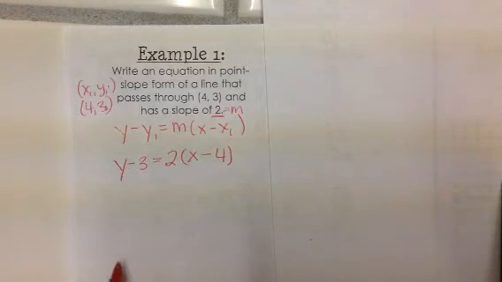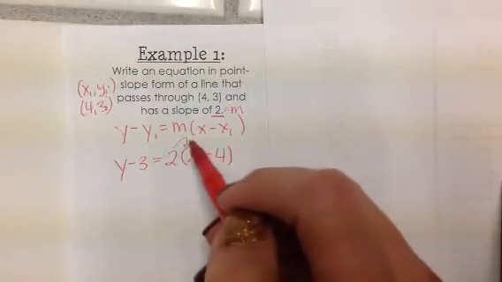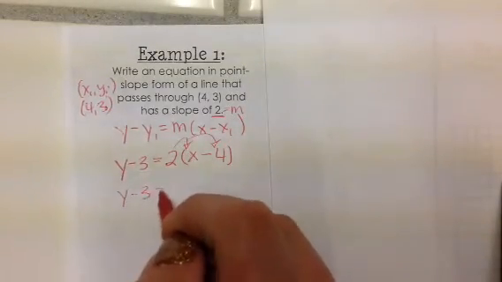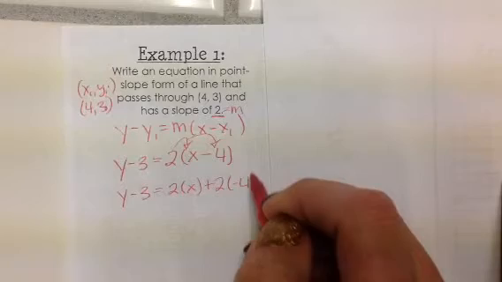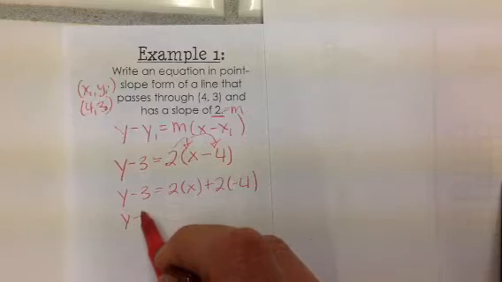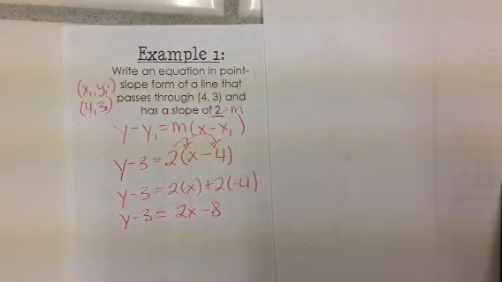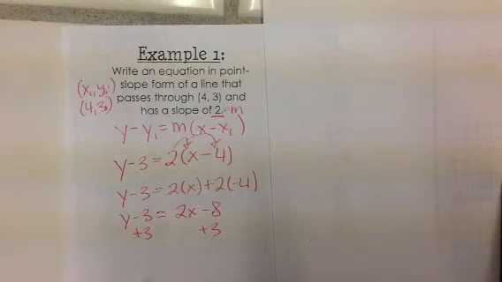Once we get here, we can go ahead and use the distributive property to distribute this 2 to both the x and the 4. We will then have y minus 3 equals 2 times x plus 2 times negative 4. I can simplify that and get y minus 3 equals 2x minus 8. Then I will add 3 to both sides to get y by itself, and I end up with y equals 2x minus 5.